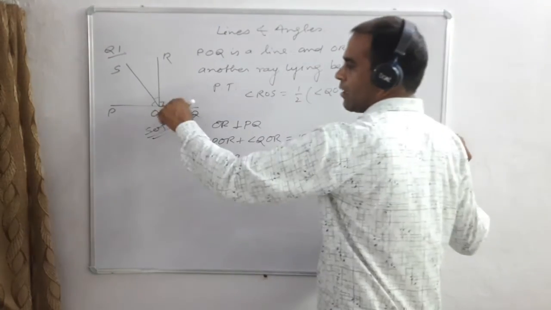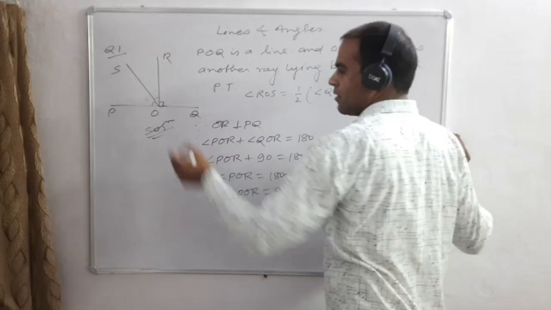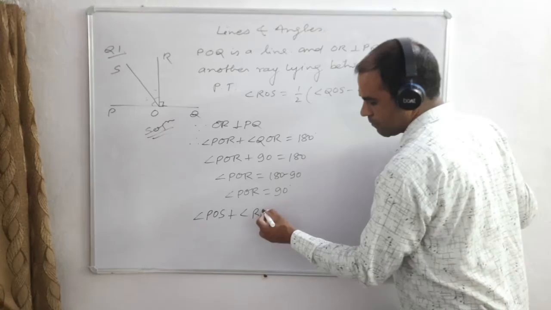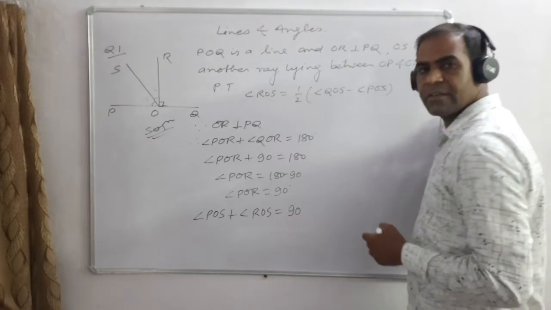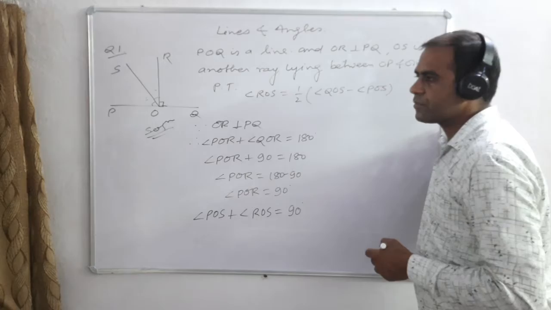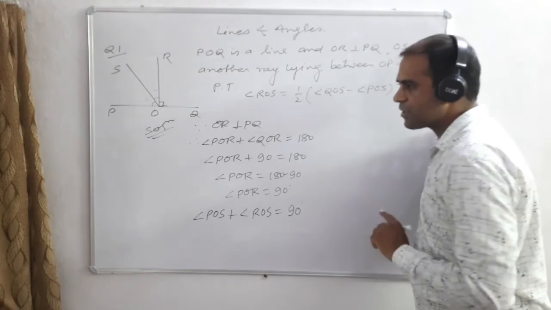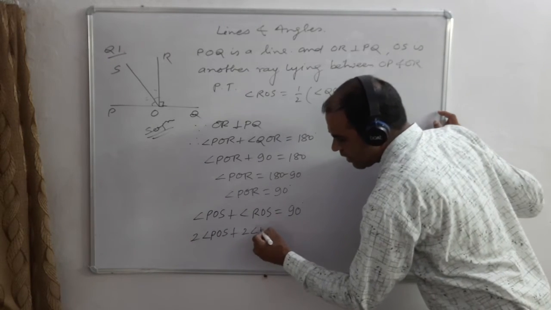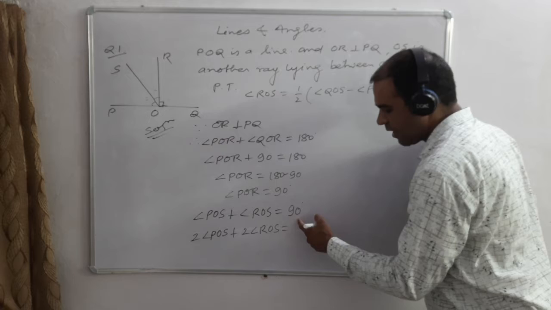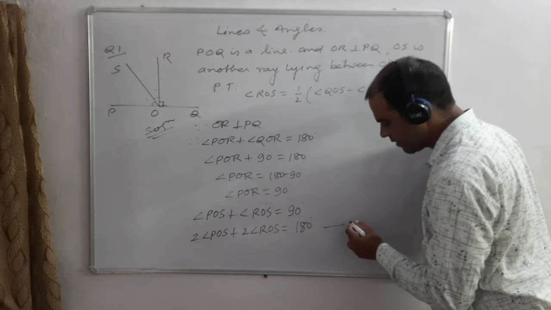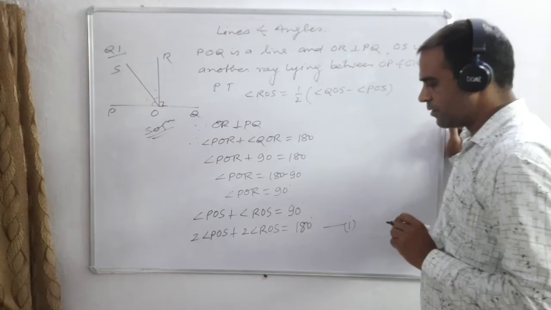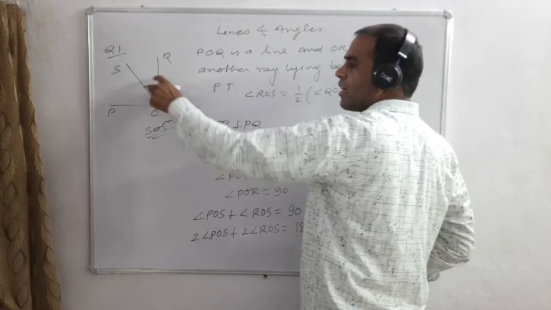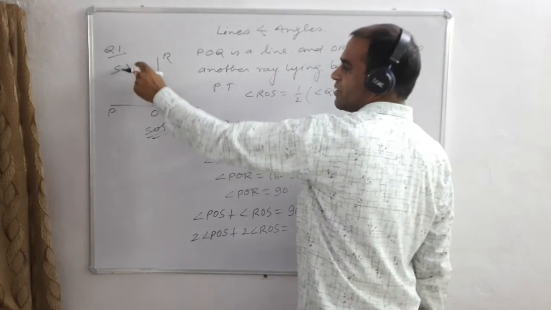And POR is equivalent to the sum of these two angles: angle POS plus angle ROS equals 90 degrees. Multiply 2 on both sides: twice angle POS plus twice angle ROS, and 90 into 2 is 180 degrees. This is equation first. Here we are finding two equations in POS and ROS, and the second equation is in QOS and POS.